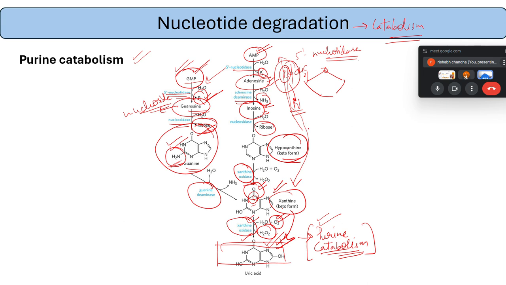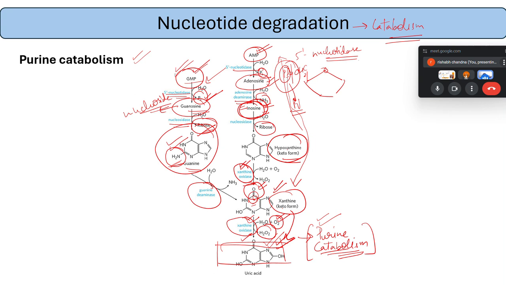So here the things that are asked in the competitive examination are that inosine is a derivative of adenine, as well as adenine is a derivative of inosine. So both are interrelated to each other. And then xanthine oxidase is the major oxidase used in both the cycles of catabolism.